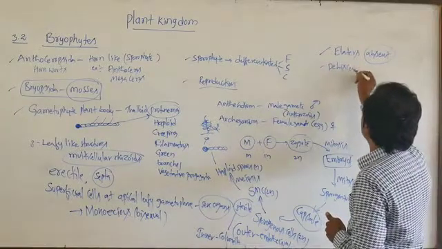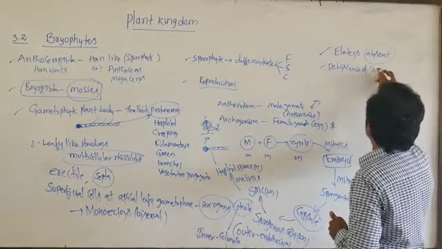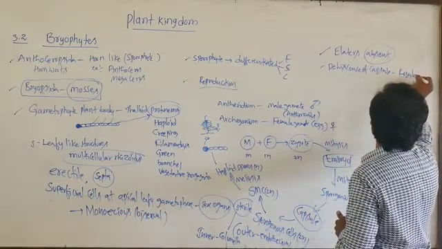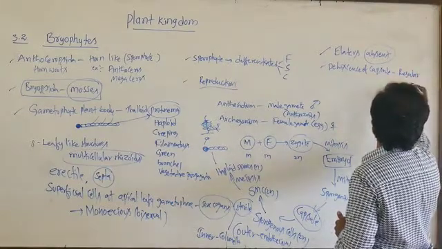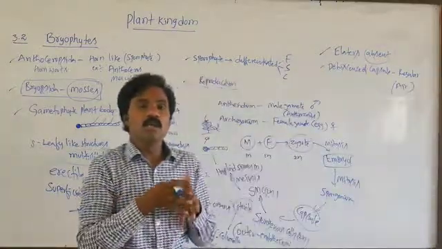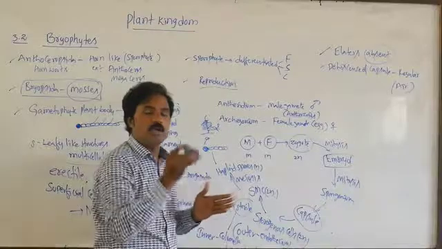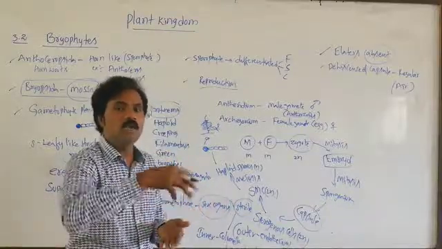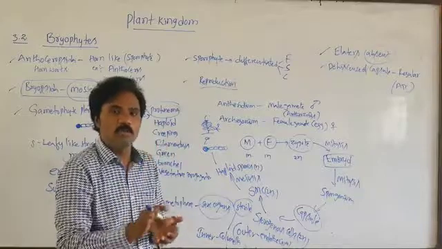Dehiscence of the capsule is regular, through air current. With the help of air, dispersal takes place. Wherever the haploid spores land in a moist, shaded environment, they are ready to develop. First the protonema, thalloid.